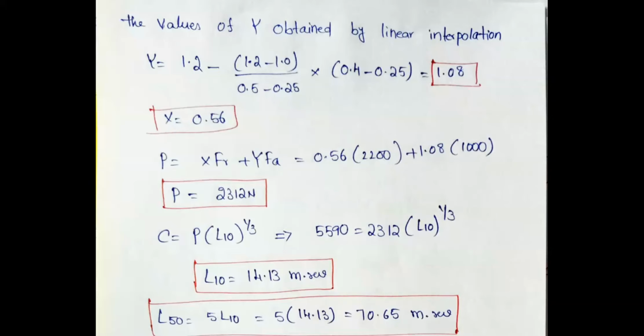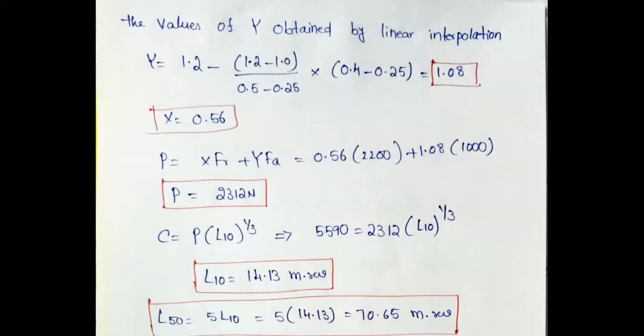So the X value is constant because FA by FR is more than E. You already got E value as 0.22, but the FA by FR value is 0.3 or 0.4, which is more than E. Whenever it is more than E, the X value equals 0.56, which is constant. Then take the value of Y. Here the Y value is available as 2. So that is the concept.